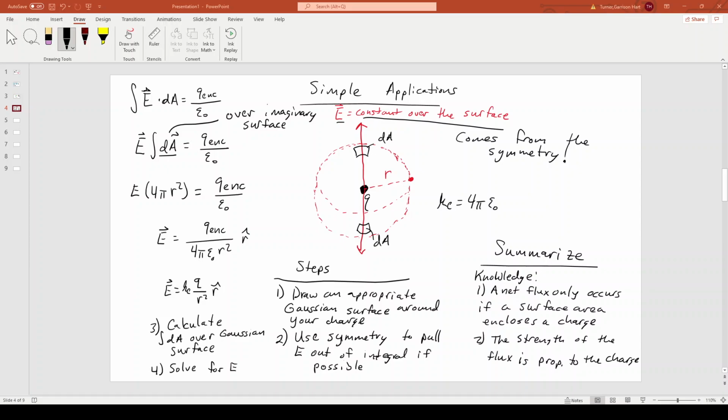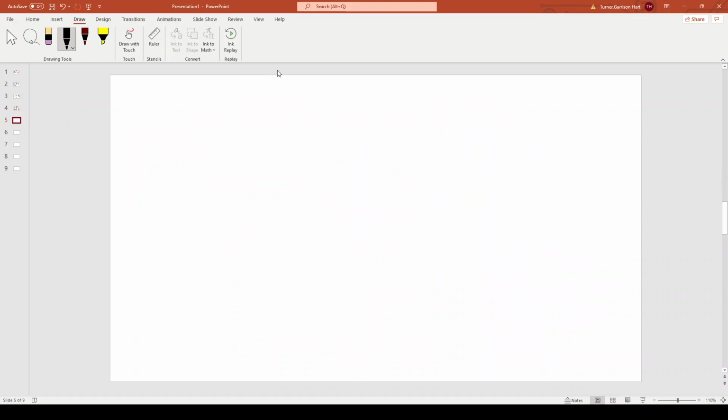So in the last video, we saw how to find the electric field of a point charge using Gauss's law, right? And in this video, we want to do a few more sophisticated examples. And we're going to bring back the ideas of charge density as we do so. So first things first, let's look at the electric field of a line.